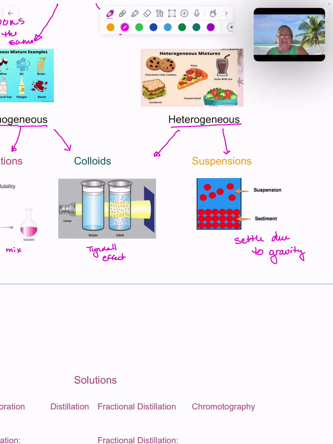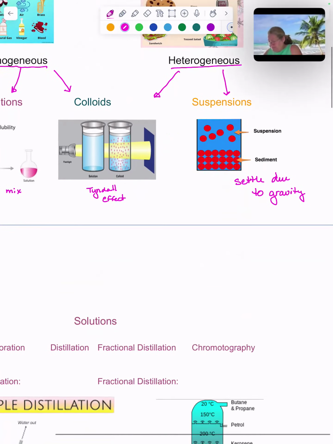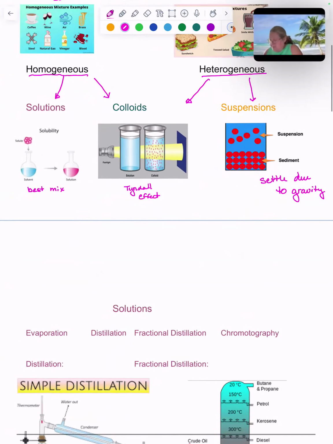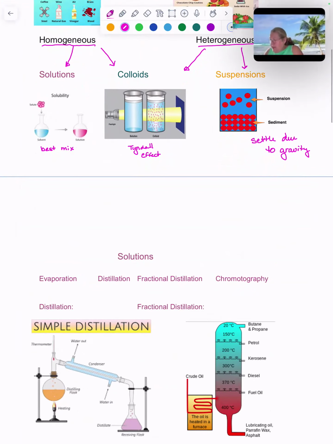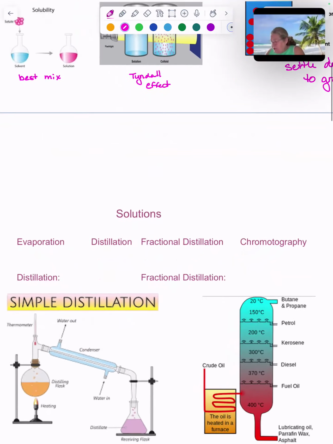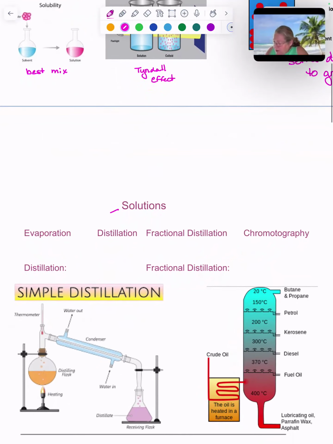A lot of your medicines that they've had to make into a liquid because people couldn't swallow the pill are suspensions. Pepto-Bismol, great suspension. Okay, so when we're looking at how to separate these, obviously a suspension is going to be the easiest to separate because you can see the pieces. But let's look at it. If you have a solution, what can you do? You can evaporate it. You can separate it by just letting the solvent evaporate off.